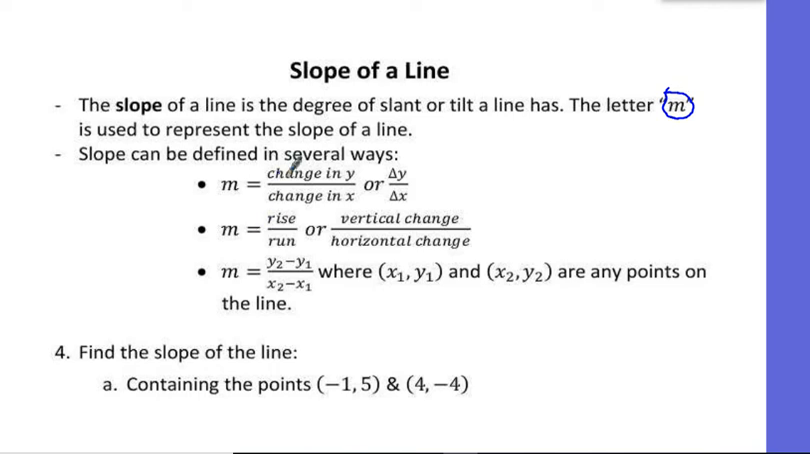Slope can be defined several ways. The change in y divided by the change in x, or the Greek letter delta is often used in math to represent change. So delta y over delta x. Slope also can be defined as rise over run, the amount of rise up or down the graph would have over the run to the right or the left. In words, that's a vertical change over a horizontal change.